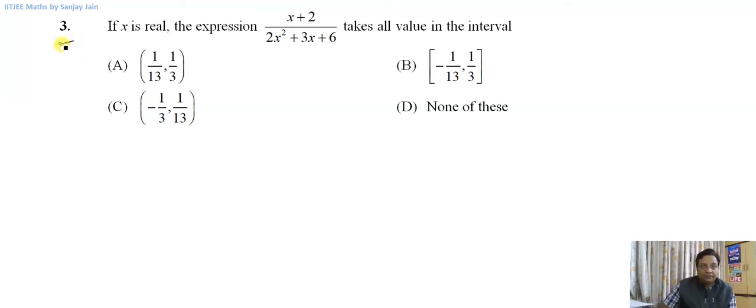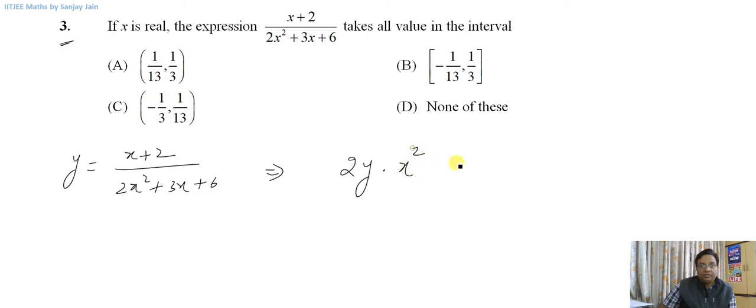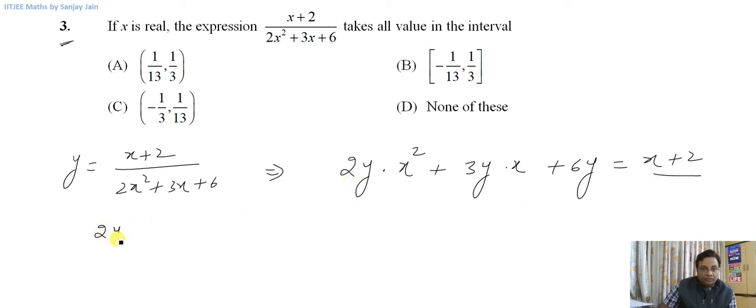Now again in this question we will follow the algorithm that we have just studied. We'll put it equal to y: (x + 2) divided by (2x² + 3x + 6), right? Now cross multiply, so it will give me 2y·x² + 3y·x + 6y = x + 2. Now let us bring everything to the left hand side, so it will give me 2y x² + (3y − 1) x + (6y − 2) = 0.